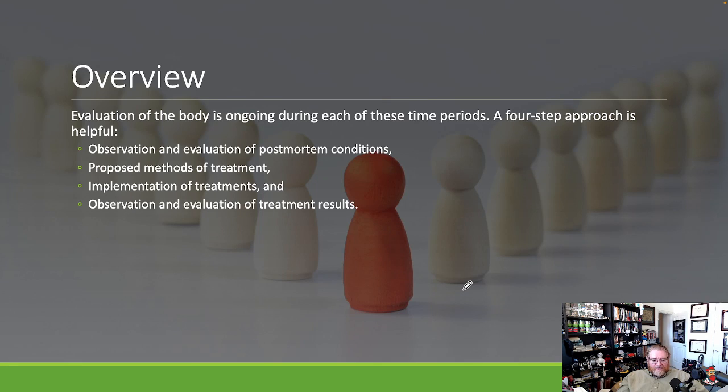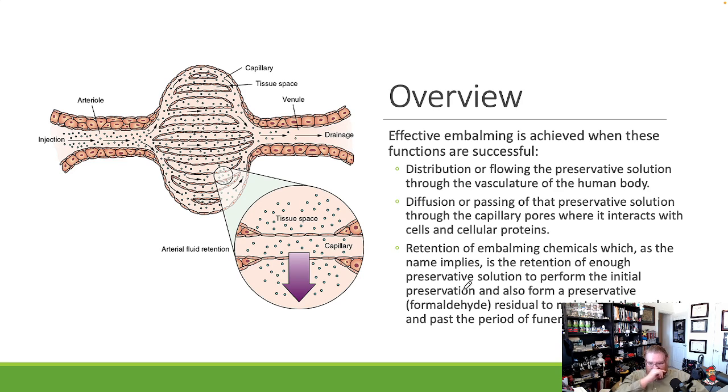So evaluation of the body is ongoing during each of these time periods, and this goes back to Chapter 10's embalming analysis. What do you see? What do you do to fix that? Try that. Did it work? Yes or no? And then right back to the beginning. What do you see? Observation and evaluation, the proposed method of treatment, the implementation of the treatment, and then the observation and evaluation of results.